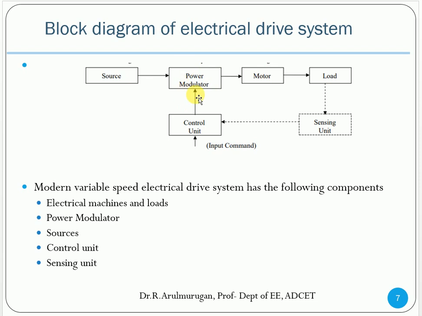The power modulator is nothing but what are the elements? These are the 5 elements: electrical machines under load, then power modulator, sources, control unit, sensing unit.